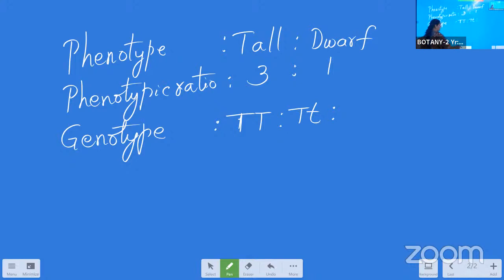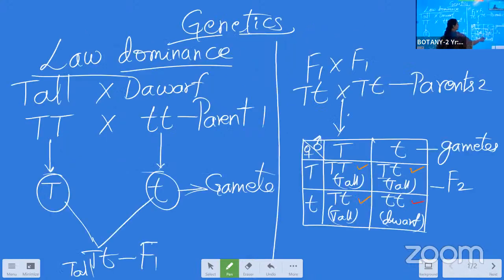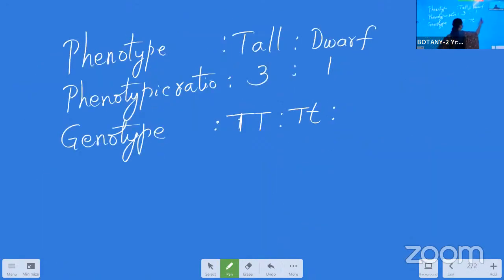And the dwarf plant. How many plants are dwarf? Only one plant. This is the only one. So here with the genotype, small t, small t. Now comes the genotypic ratio.